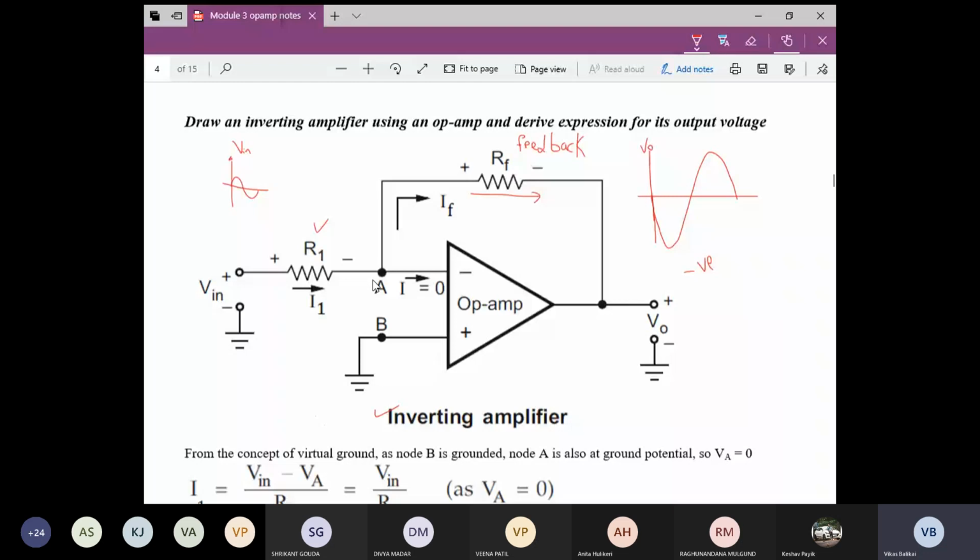KCL says the current entering this node should be equal to the current leaving the node. So I1 is equal to IF plus I. But my question is, why did I mention I is equal to 0 without knowing anything? Blindly I have written I is equal to 0. Is that true, or why should I write that I is equal to 0? That's my question. Due to the ground connection? But the ground connection is here. Now the current I here is 0, fair enough, because it is a ground connection.